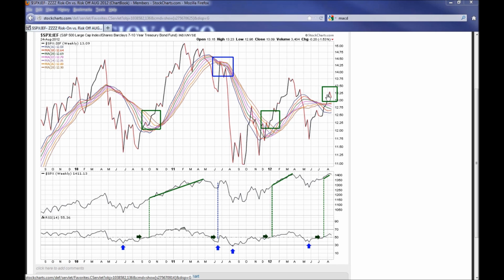The present day here looks more like these green boxes than this blue box where it gave us a bad signal. Here you're below. This blue arrow is similar to this one. This green arrow here is similar to this green arrow in 2012. Here, gains in the stock market followed.